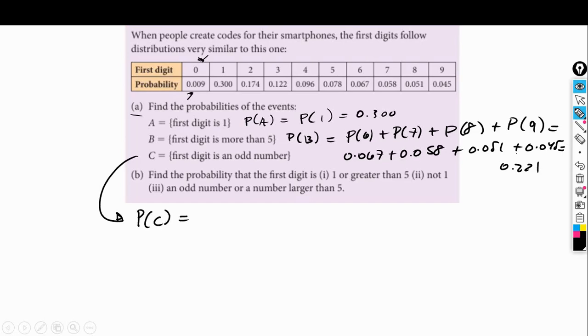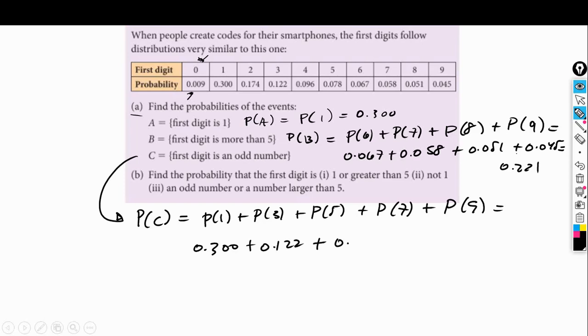The probability of C, which I'm going to do over here, the first digit is an odd number. So that's just going to be the probability of 1 plus the probability of 3 plus the probability of 5 plus the probability of 7 plus the probability of 9. So then again, all we have to do is a sum, and it's going to give us 0.603. So 60.3%.